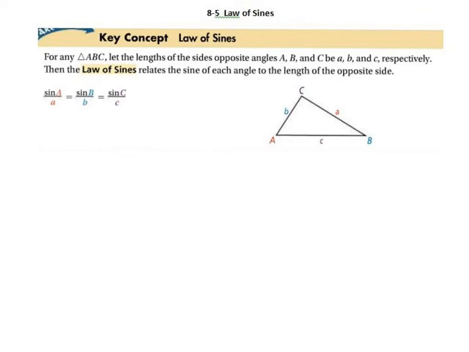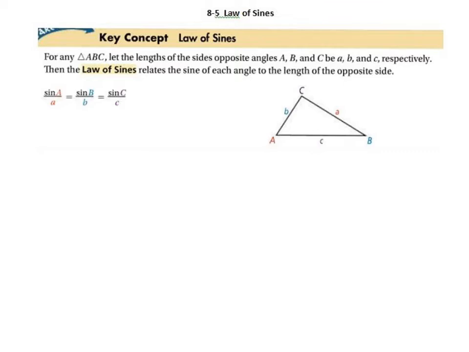Chapter 8, Section 5 is on something called the law of sines. Before we get into how this law works, we just want to understand what it's saying. This is the law right here. It says sine of angle A over side a equals sine of angle B over side b, which is equal to sine of angle C over side c. So we have a lot of different ratios or fractions that are equal to each other.